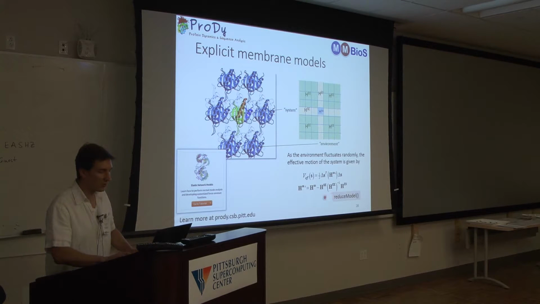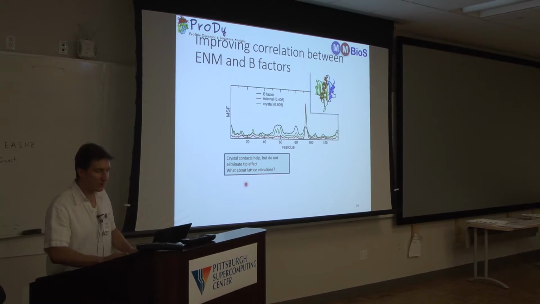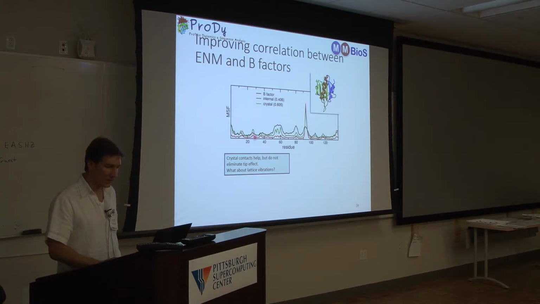And you can find out more about this from the elastic network models tutorial. So if we do that, if we're looking at the crystal context, then we can see that it reduces this peak a little bit. It raises sort of the motion over here a little bit, and it helps. It turns out it doesn't tell the whole story.